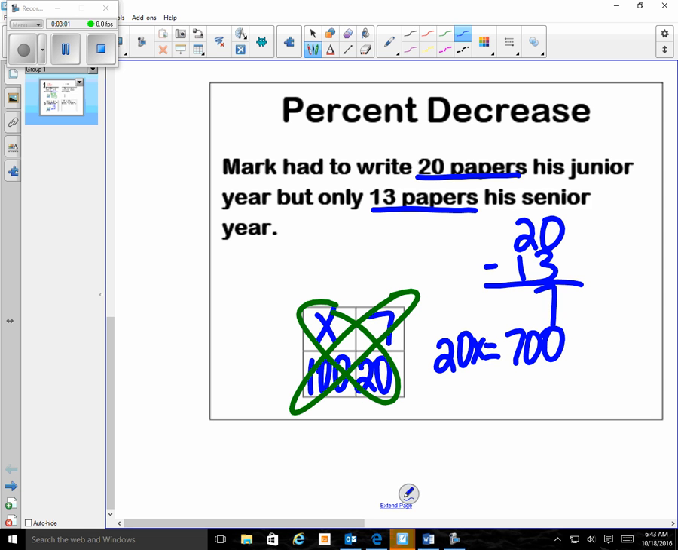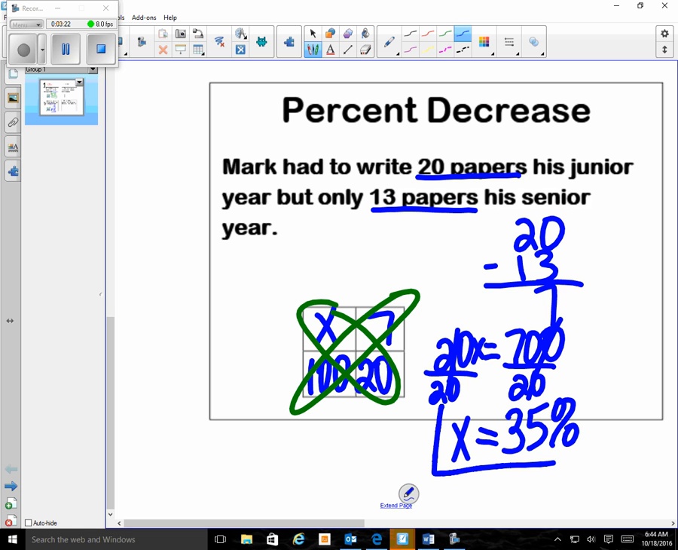Now we have a one-step equation. I'm going to divide both sides by 20. 20 over 20 is 1, so we only have 1x left. And I'm just going to cover up these two. I'm going to reduce by these two zeros, because remember, we can simplify with the zeros. 2 goes into 70 35 times, and this is a percentage.